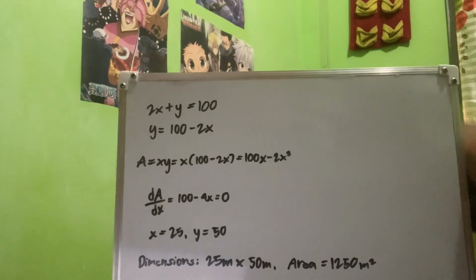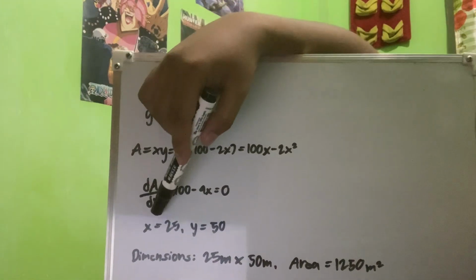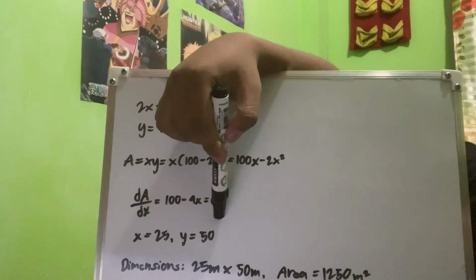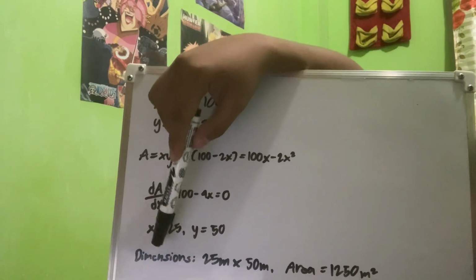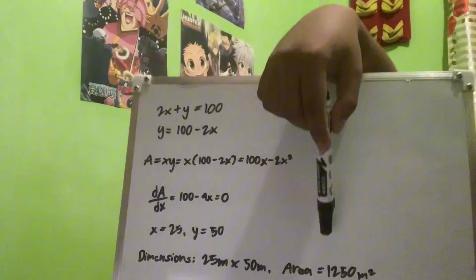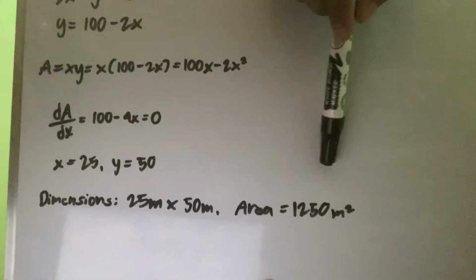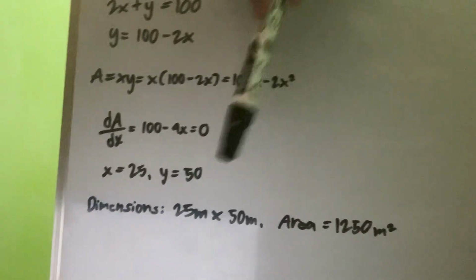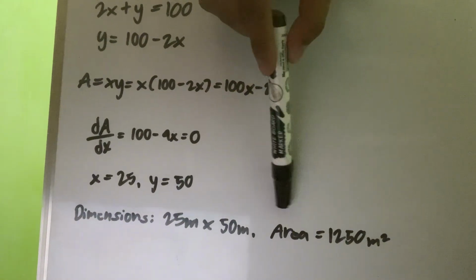So x equals 25, then y equals 50. So the dimensions are 25 meters times 50 meters, and the area is 1250 square meters. So this is the final answer of problem number 13.